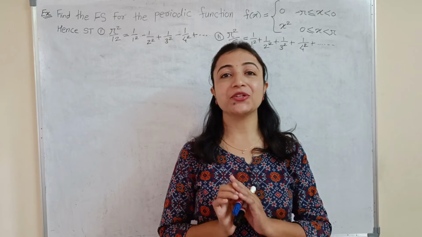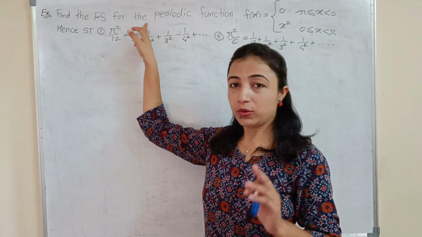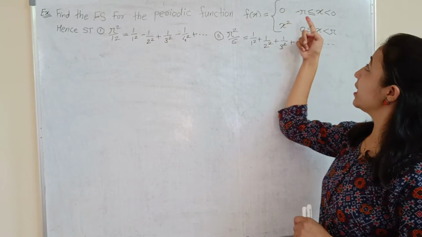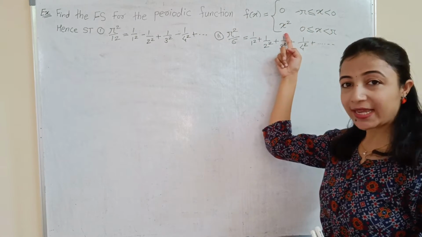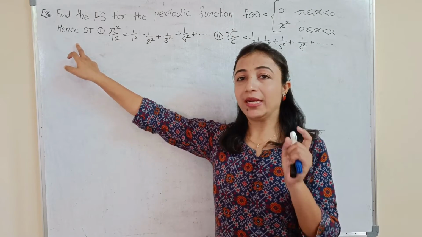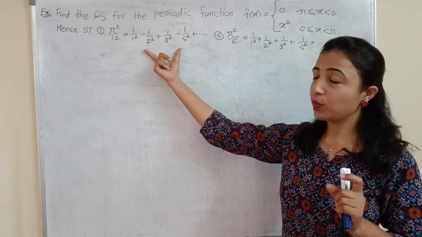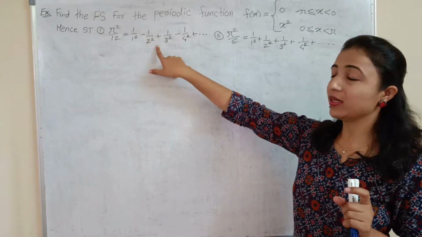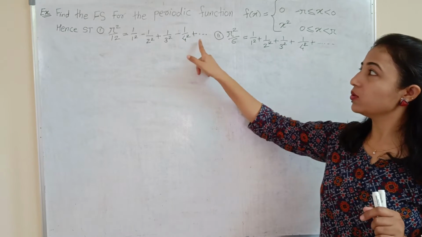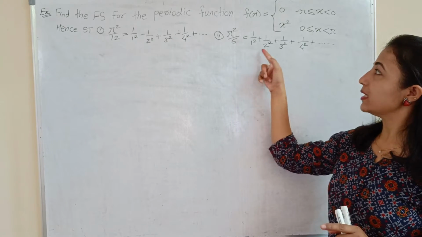In this video, we are going to discuss an interesting example. Here the question is: find the Fourier series for the periodic function f of x, which is 0 in the interval minus pi to 0 and x square in the interval 0 to pi. Also, after getting the Fourier series, we have to show that pi square by 12 is 1 upon 1 square minus 1 upon 2 square plus 1 upon 3 square minus 1 upon 4 square and so on. Similarly, pi square by 6 is this one.